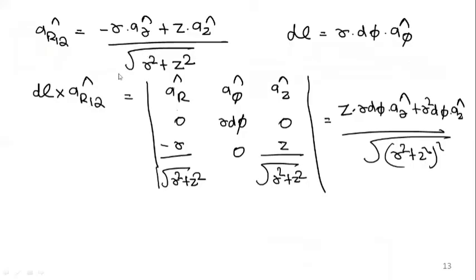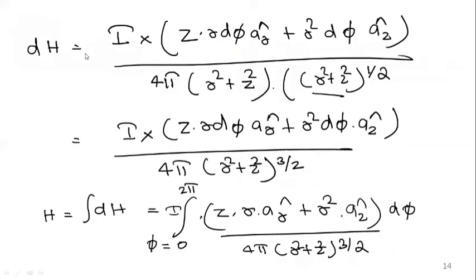Then you take the cross product, dl cross a r12. Even in mathematics you might have learned how to calculate A cross B. So dl cross a r12, with a r, a phi, a Z, gives Z r d phi a r plus r square d phi a Z. Just take the cross product and then apply that to the Biot-Savart's law equation. I think all these steps might be clear for you. I have explained it in the video itself, step by step. Initially you get R square plus Z square, the whole raised to 3 by 2.